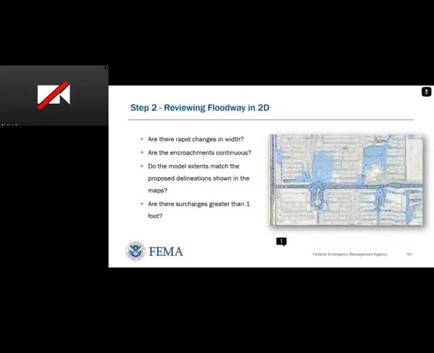And then when it comes to reviewing the floodway in a 2D scenario, we'll also be looking for rapid changes in width. We really don't want to see a floodway suddenly go from 10 feet to 100 feet wide. We want to make sure that they're using and showing continuous encroachments, that they're smoothing appropriately, and that they're also delineating with what is aligning to the model itself, just as we would with the other floodplains. And then we also need to go a little more in depth and calculate their actual surcharges and ensure that they're not greater than a foot.